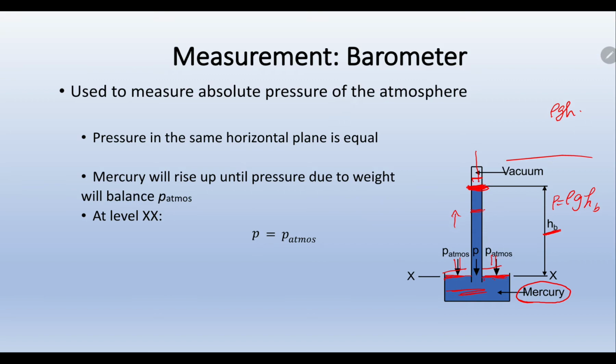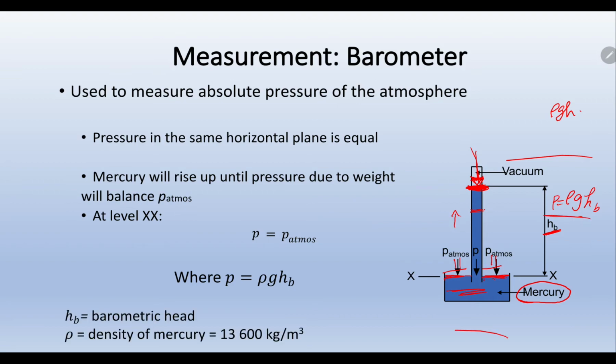The pressure in the liquid and the atmospheric pressure are in equilibrium. That is why it's just staying over here. They're saying the pressure, I already explained to you, is rho g h, and the barometric head is over here. They are saying that the density of mercury is 13,600 kilogram per meter cube.